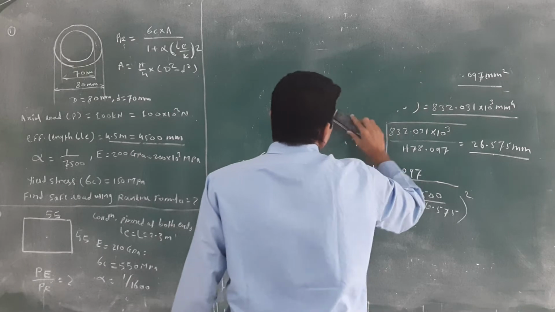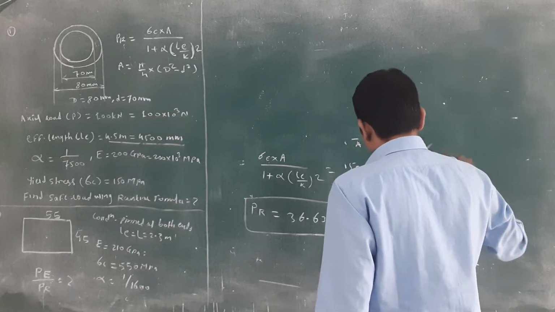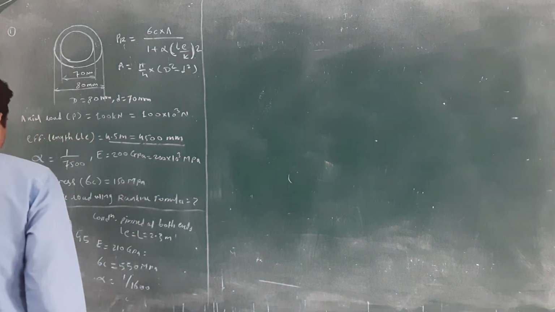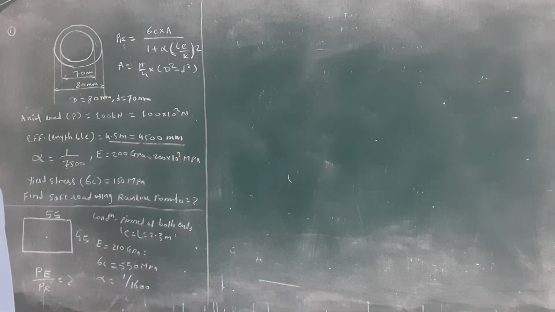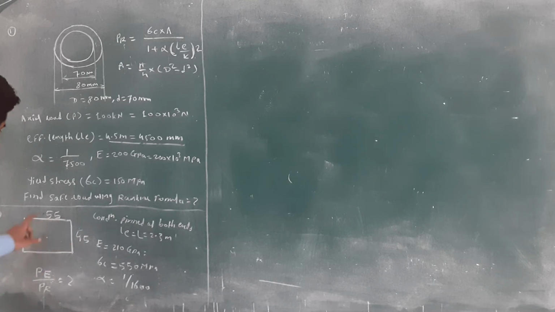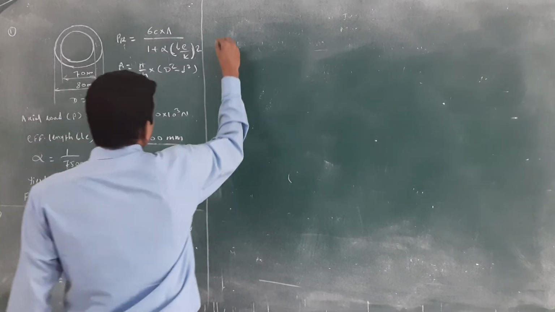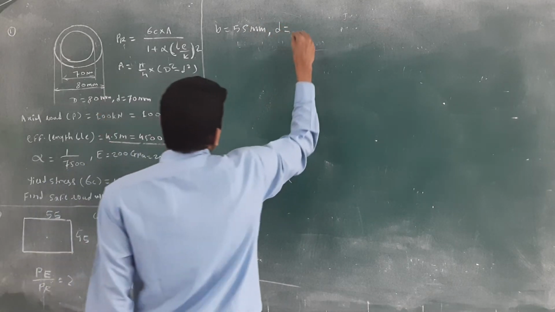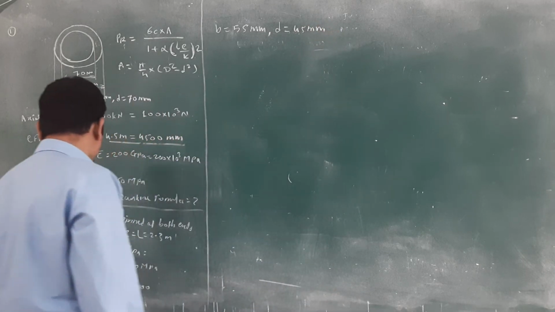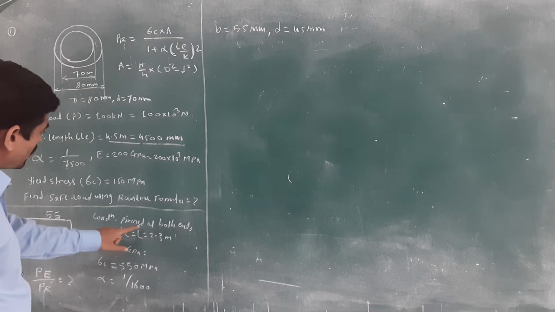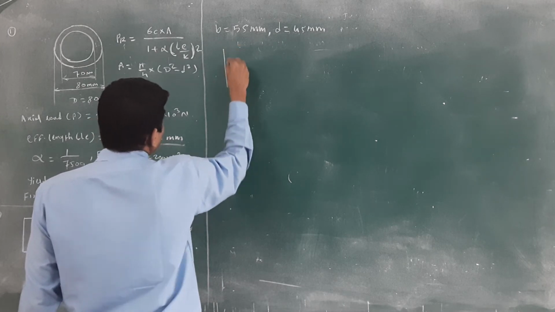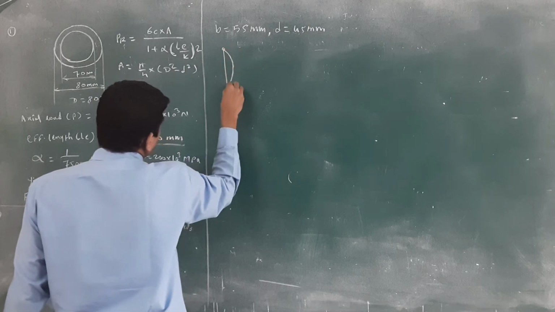Check what is given. In the second numerical, you have been given a rectangular section. One steel bar of rectangular cross section is given, 55 mm by 45 mm. B, the width, is 55 mm and D, the depth, is 45 mm. Then the second condition given is pin at both ends. We have already seen some numericals with pin at both ends.